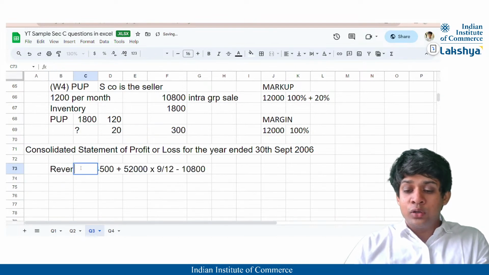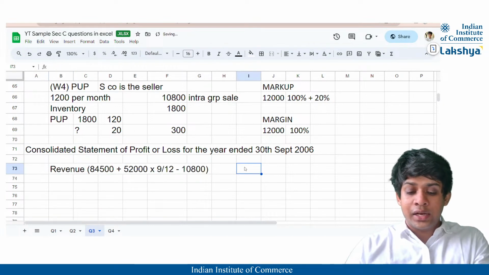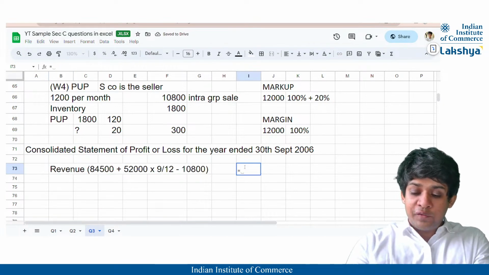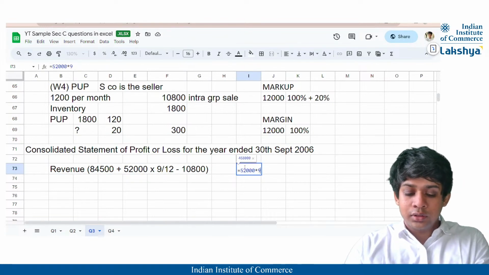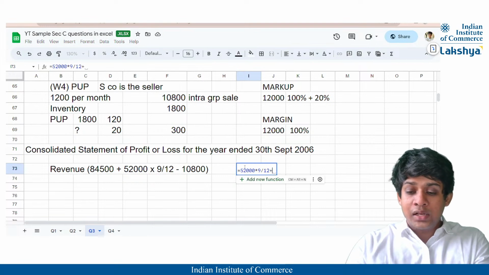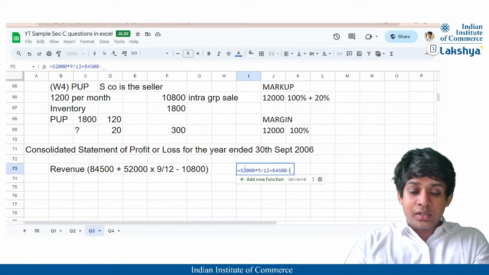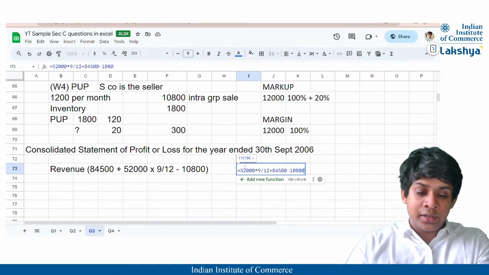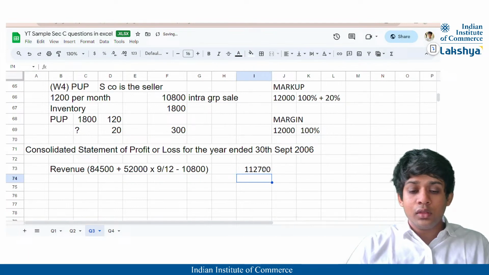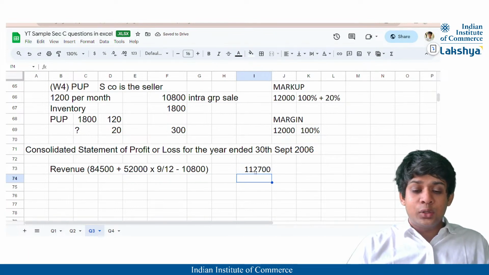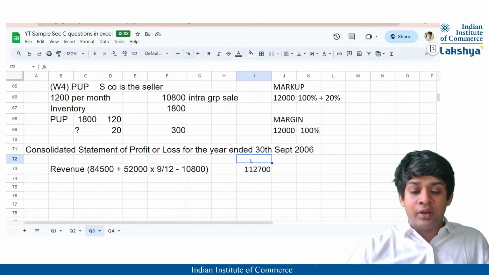So this will be the value of the revenue, and thus what is the value of the revenue, guys? It is nothing but 52,000 into 9 divided by 12 plus 84,500 minus 10,800. So our revenue will be nothing but 1,12,700. This is our revenue, 1,12,700.